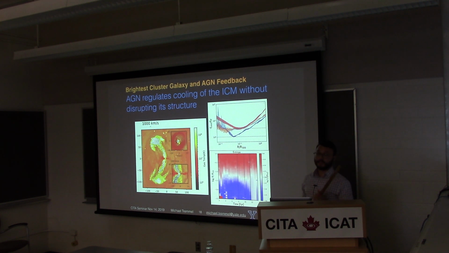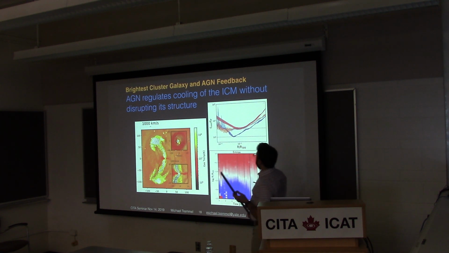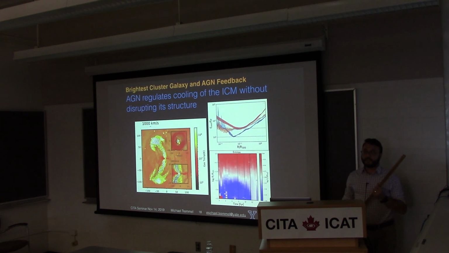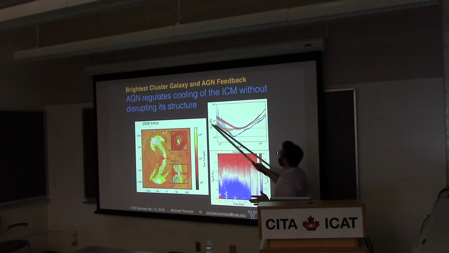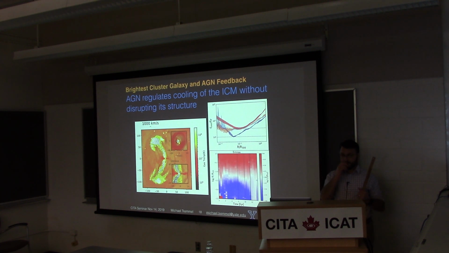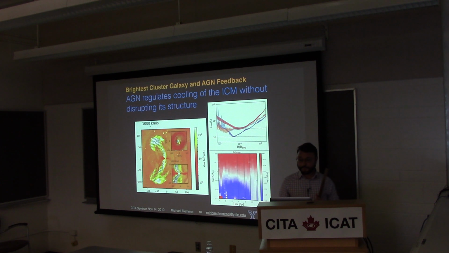Sorry? In the cluster, that is something like a few tens of megayears, I think, at around that radius, at around 0.1 R500. Yeah. So the cooling times here are like 10 to the 8 years or so, or less still, right? Yeah.